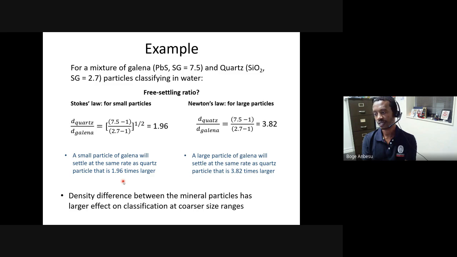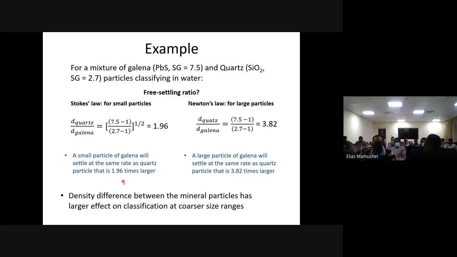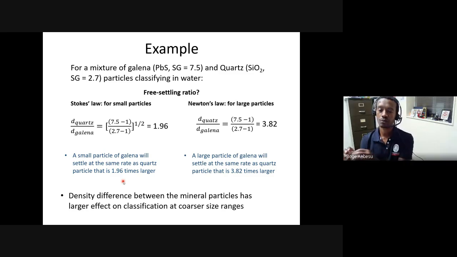Okay, what I'm saying is, in this case, if I have 100 micron galena and 150 micron quartz, I know already the galena is going to settle faster, even if it is smaller in size. Okay. How about if I have 100 micron galena and 250 micron quartz? I now know the quartz is the one that's going to settle faster. Okay, so what we're trying to do here is obviously taking into account the effect of density in settling.